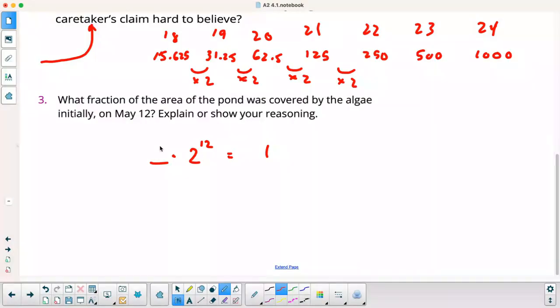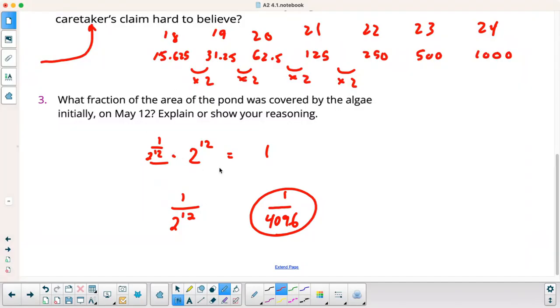So this would have to be 1 over 2 to the 12th, because then these cancel out and it's just equal to 1. So whatever 1 over 2 to the 12th would be, that would be your answer. So 2 to the 12th is 4,096. So that would be your answer there. All right, kind of crazy how you had to work backwards on that one.